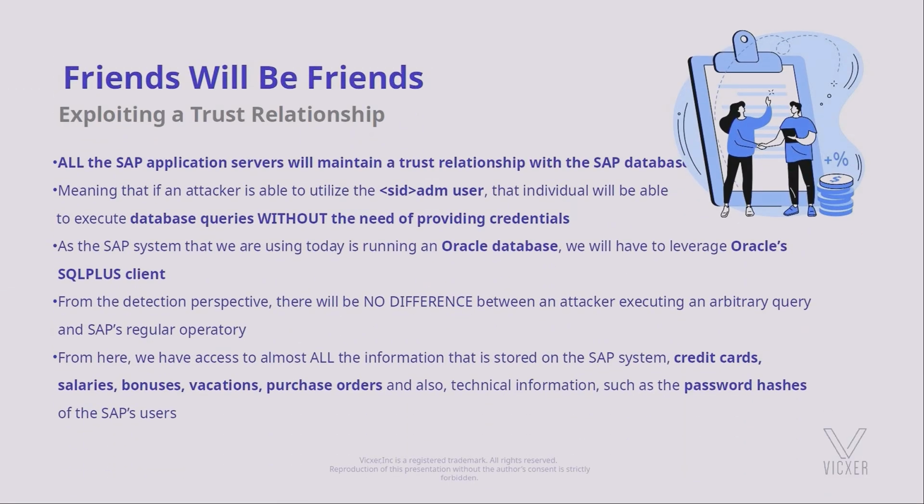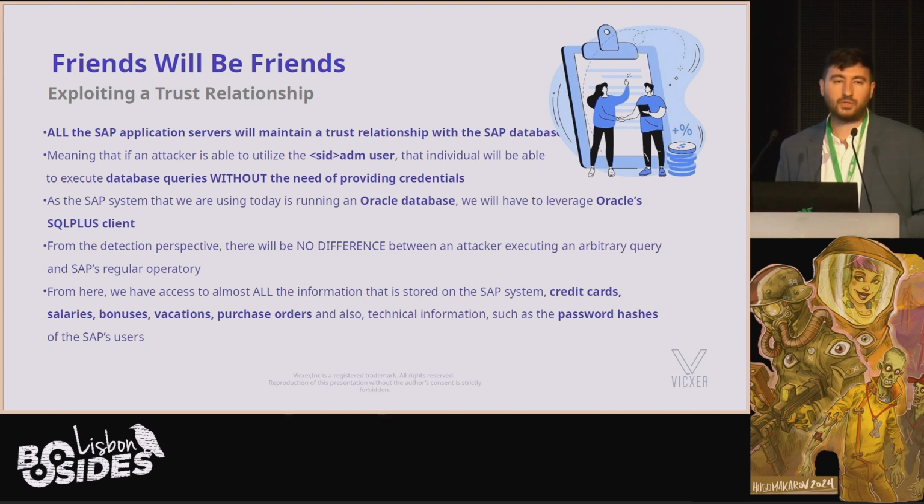So at this point, what do we have? We have operating system commands. But we want to do more. Well, remember back then that I was telling you that there is a trust relationship. Always, the application servers will maintain a trust relationship with the database. What does it mean? It means that if I have access to this CDADM, I will be able to execute arbitrary queries as the user that is running the SAP system without providing any passwords, just the command, and we're going to see it.